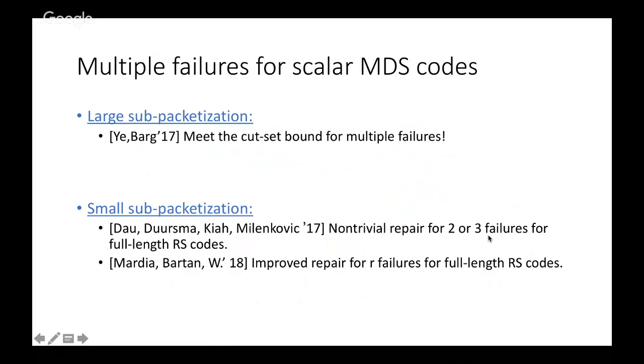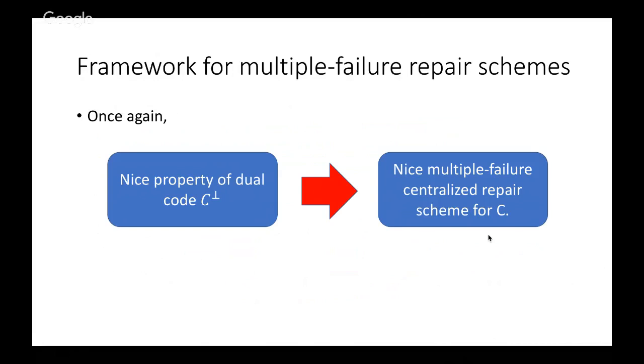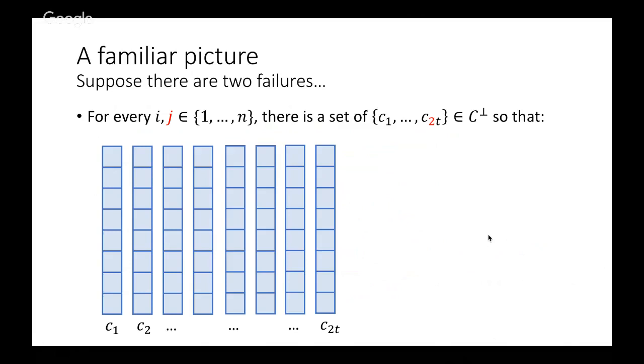And then there's a work, which I'm just going to briefly mention, that I did jointly with Jay Mardia and Burak Bartan, who are PhD students at Stanford, about how to generalize both the work of Dau et al. and the work on the single failure case that I already told you about, to r failures. Once again, this is going to go by a very similar framework to what we saw before. Basically, nice properties of the dual code are going to imply nice multiple failure centralized schemes. I'm not going to go through the whole details again, but the basic picture is really the same.